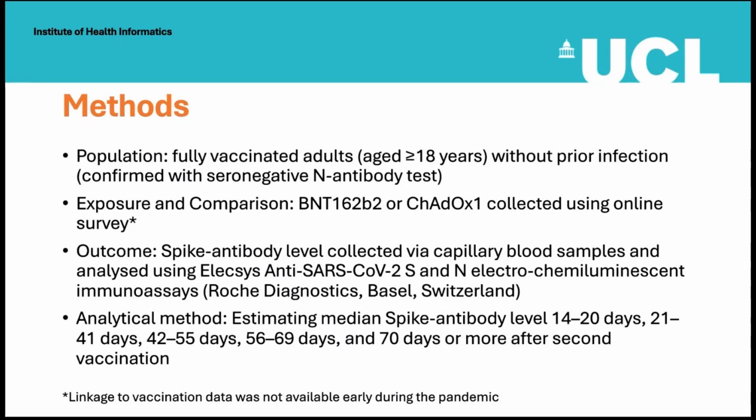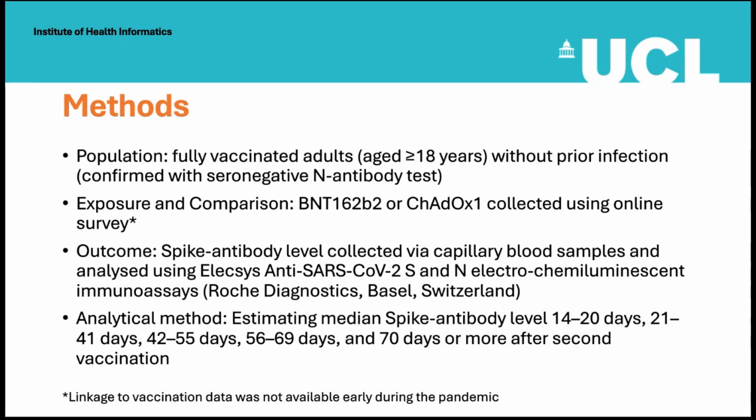Our exposure, which is a fancy way of saying the things that we were comparing within the study, were the two different vaccine types. So the Pfizer vaccine versus the Oxford AstraZeneca vaccine. And we collected this using our weekly online survey. And this was because we didn't have the linkage data available early in the pandemic. This study was completed in June and July 2021.